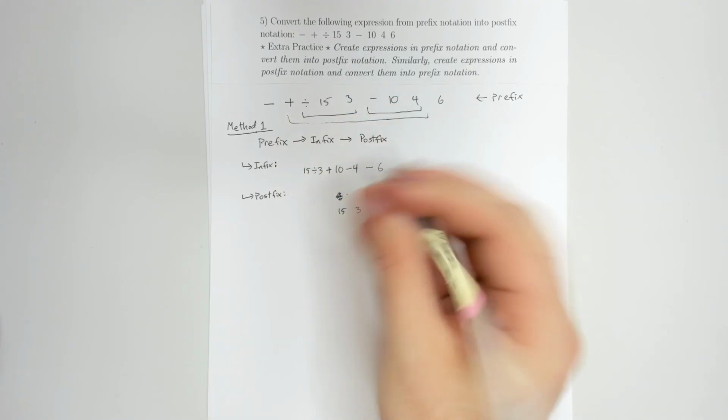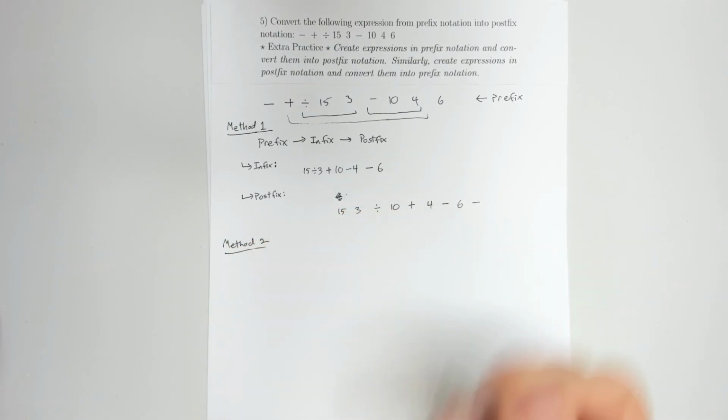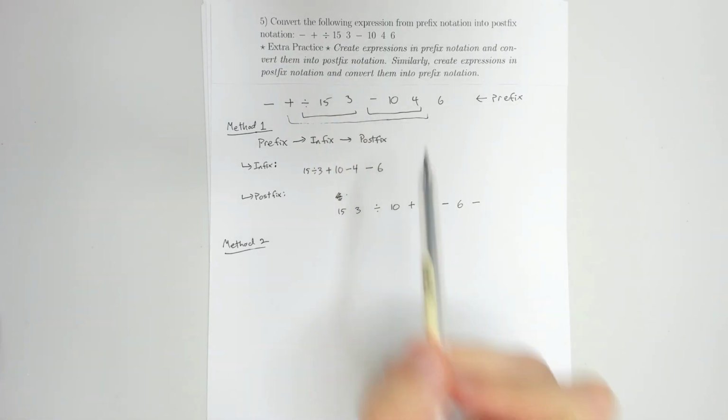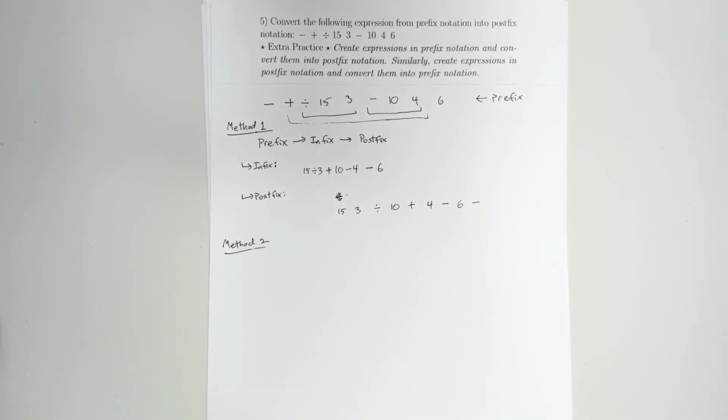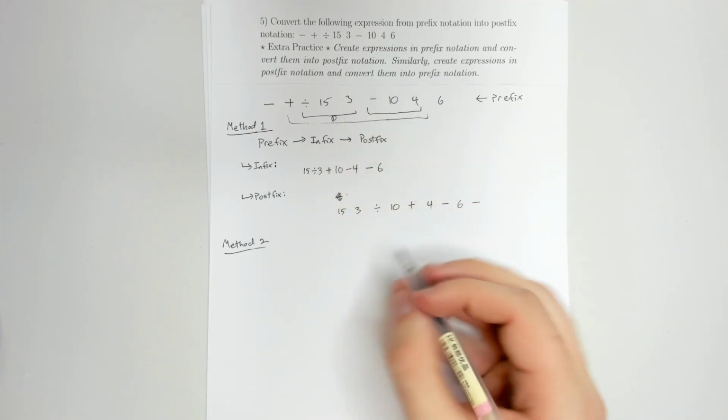Let's look at the second method, where we're just going to go straight from prefix into postfix. And the way we're going to do that is we're just going to look at each piece that happens, just like we did before, but we're going to convert those pieces on the fly into postfix. So the first piece was doing 15 divided by 3.